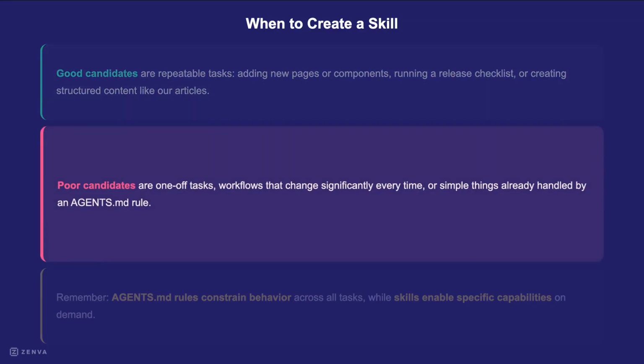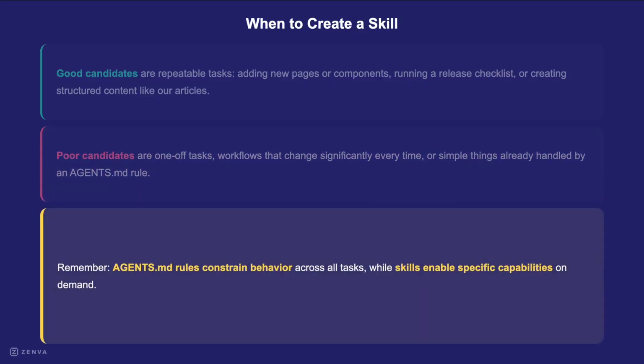Conversely, one-off tasks are poor candidates, as are workflows that change significantly each time. You also won't need a skill for simple operations already handled by a project-wide agents.md rule. Crucially, agents.md rules are always-on guardrails constraining Codex's behavior across all tasks. Skills, however, enable specific capabilities on demand, providing powerful, reusable workflows when needed.